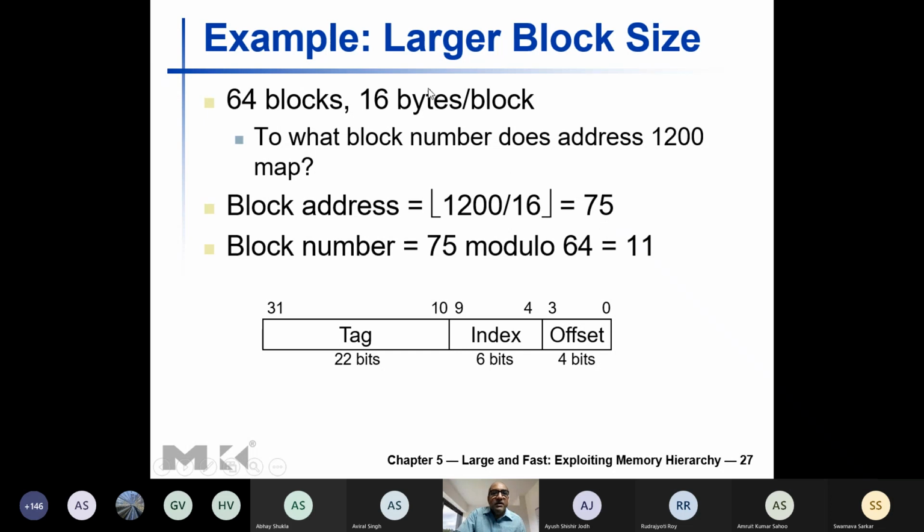But in this case, the cache can support only 64 blocks.